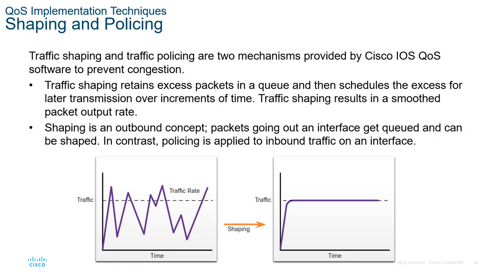One of the last major sections is shaping and policing. Because again, traffic can be all over the place. If we're shaping the traffic, we can get a nice, steady stream of traffic, and that's the point of shaping. Traffic shaping will retain excess packets in a queue and then schedule the excess for later transmission over an increment of time. This allows us to have a smooth packet output. Shaping is an outbound concept. All it really does is start queuing the packets so that we can have a smooth signal being sent.